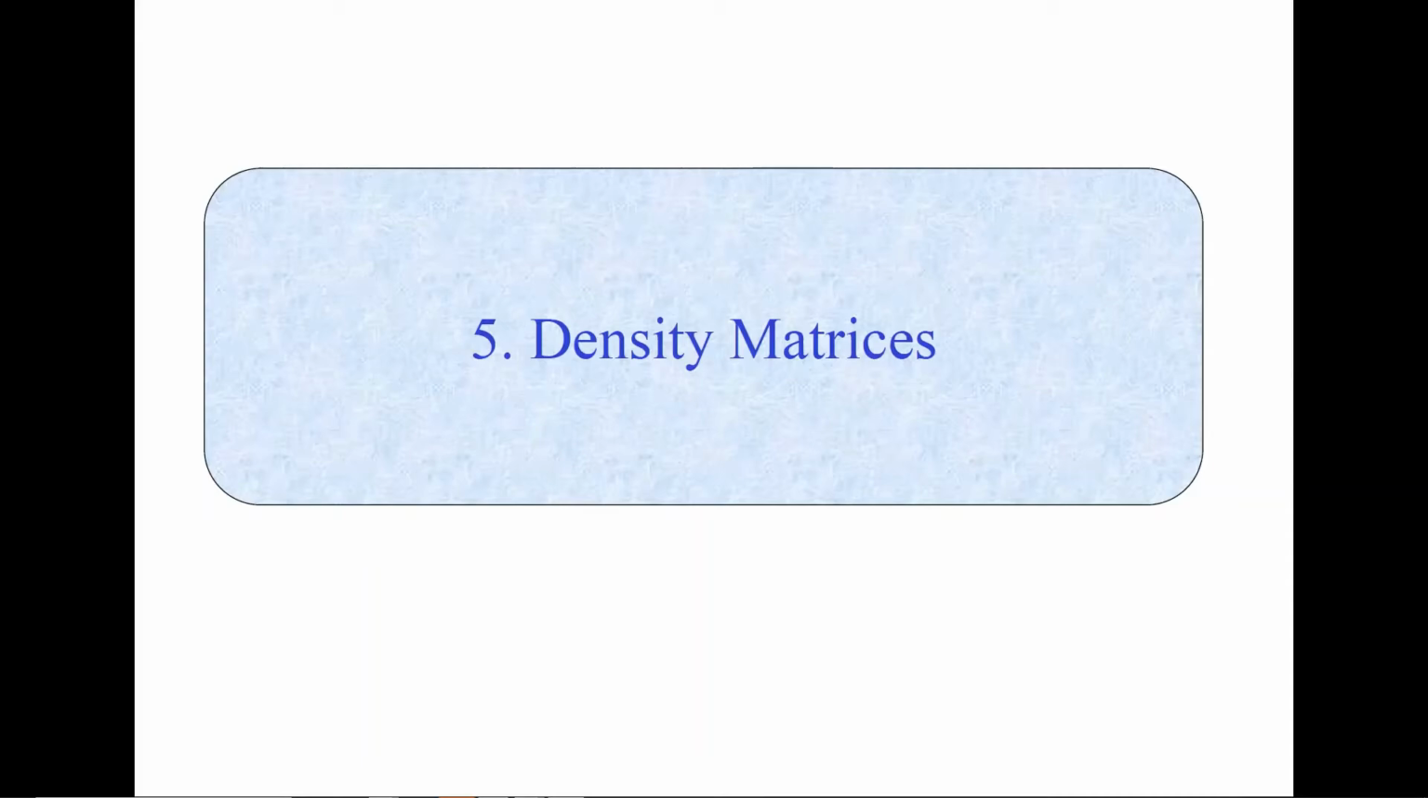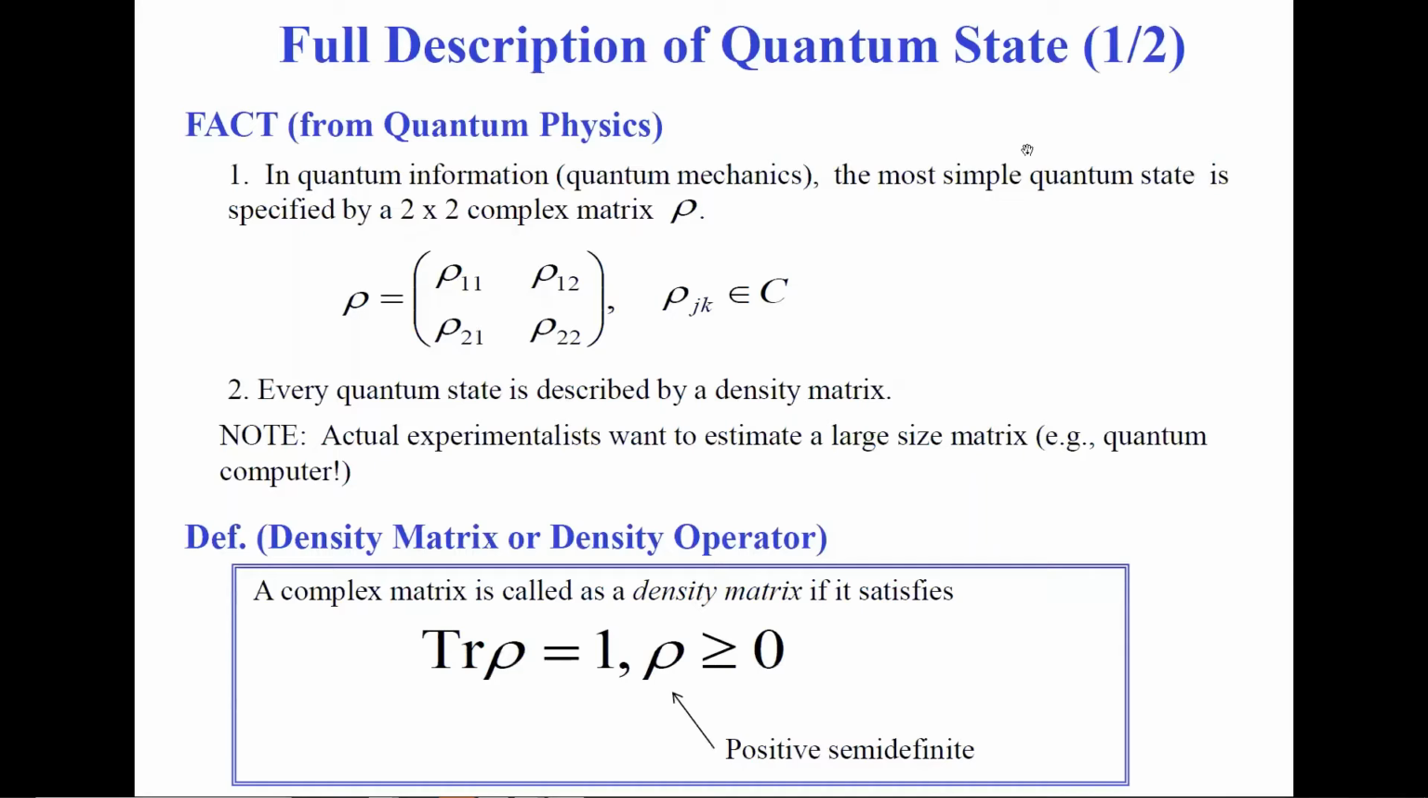Let's go to section 5. We will talk about density matrices in quantum information theory. This is a very important concept in quantum information or quantum mechanics. Okay, first, we will see the main fact from quantum physics.